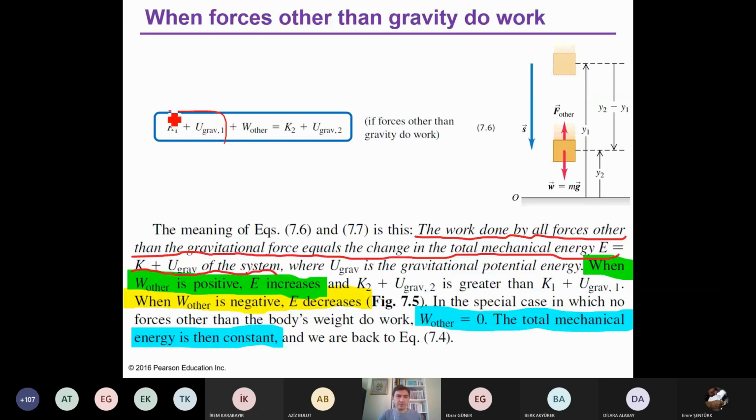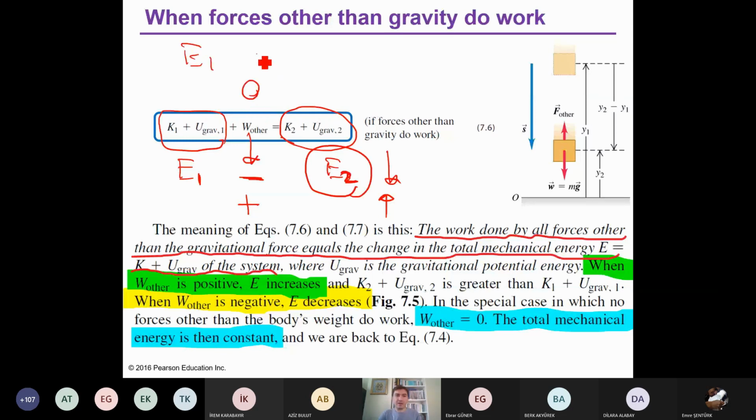So look at this one. It is very important information. Look at this one. What is this? This is initial mechanical energy, right? What is this? Final mechanical energy. And here we have W other. If the sign of the W other is negative, then final mechanical energy will be decreased. If the sign of the other work is positive, then final mechanical energy will be increased. If the other work is 0, then initial mechanical energy will be equal to final mechanical energy.